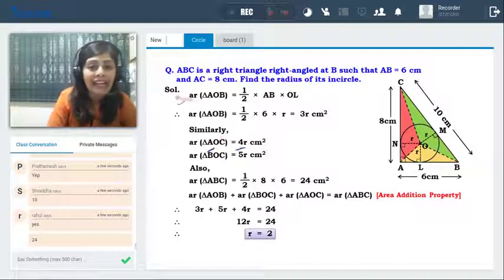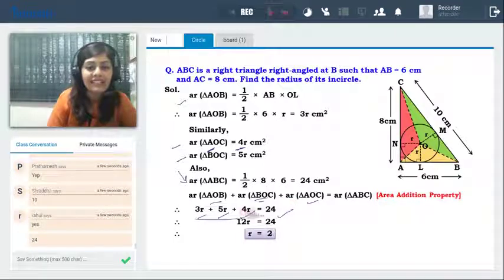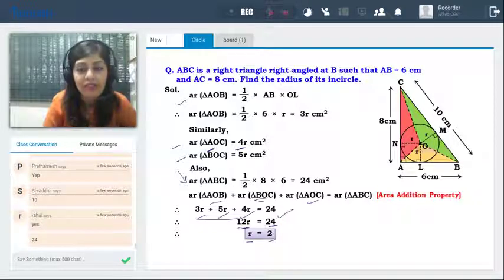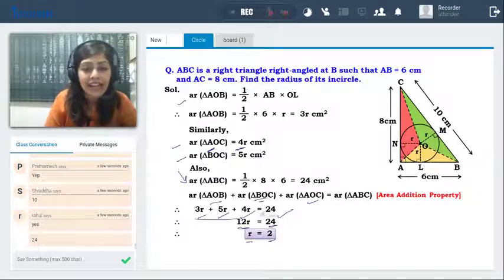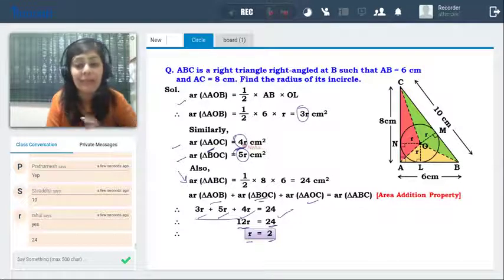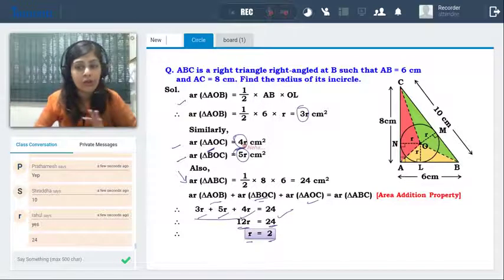Now, students, we know adding AOB, AOC, and BOC should be equal to ABC. So we have done that. We have added AOB, BOC, and AOC. 3R plus 5R plus 4R is equal to 24. Adding LHS, we get 12R is equal to 24. R is equal to 2. Here we have directly found the radius and it is equal to 2. We have taken the radius as heights of each of the triangles. So we have got one equation in one variable, which is R, and we have calculated R from that. So this is the second method of solving. In exam, you can use any method, whichever is convenient for you to solve the sum.